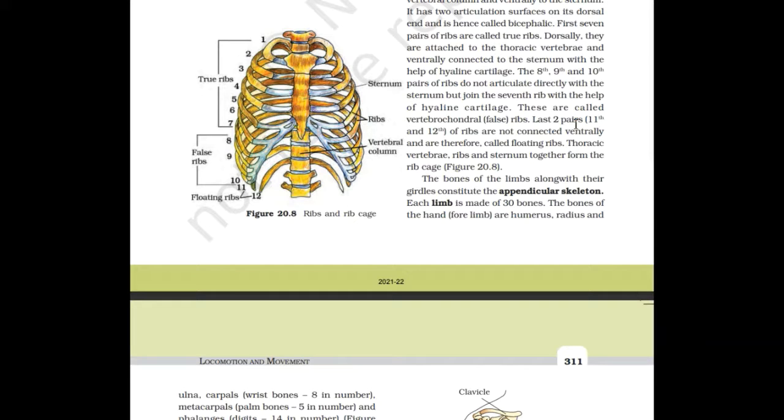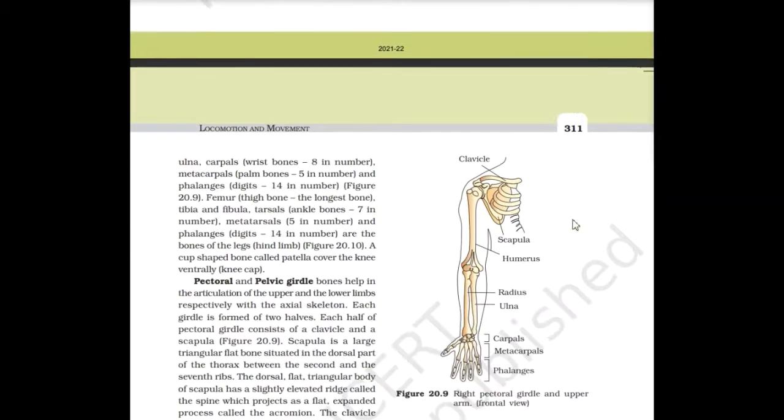The bones of the limb, along with their girdles, constitute the appendicular skeleton. Each limb is made up of 30 bones. The bones of the hand, forelimb, are humerus, radius, and ulna, carpals, the wrist bones, 8 in number, metacarpals, the palm bones, 5 in number, and phalanges, 14 in number.